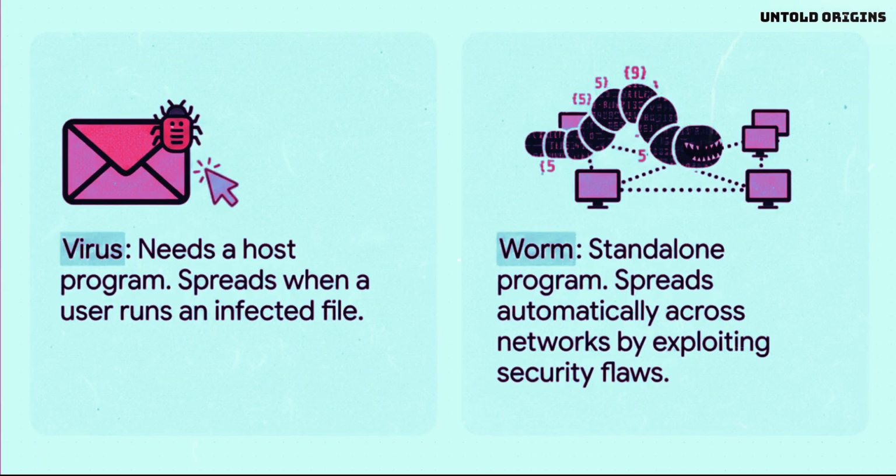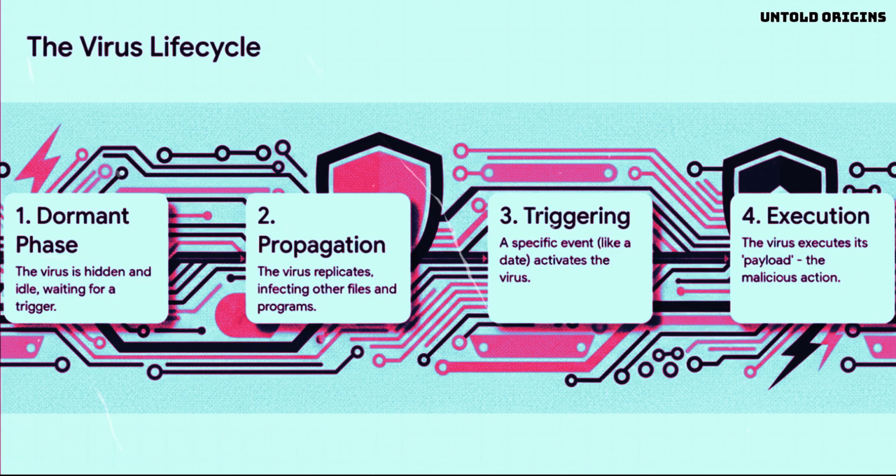And that parasitic nature is what makes a virus completely different from its much more dangerous cousin, the worm. See, a virus needs you to do something for it to spread, like clicking on an infected email attachment. A worm, though, a worm is a standalone program. It can wriggle its way across networks all by itself, exploiting security holes. And that's the key. That ability to spread without any human help is what lets worms cause these massive global cyber pandemics.